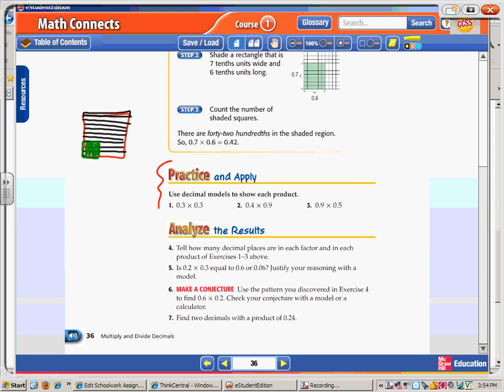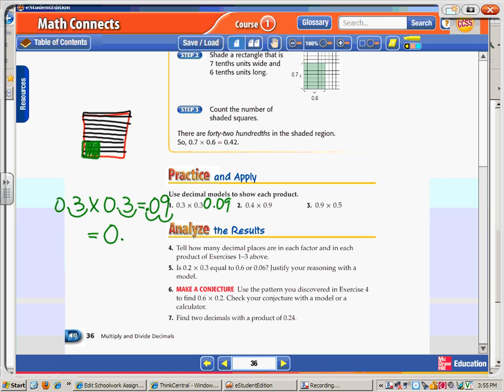If you counted them up, you should see that there are not 9/10, but 9/100ths within that 3/10 by 3/10 model. You could also say, those of you that are really picking up on that abstract way of thinking, you know that 3 times 3 is 9. You also know that you need to recognize the place value, so you have one decimal place here, one decimal place here, so you're going to have 2 decimal places.